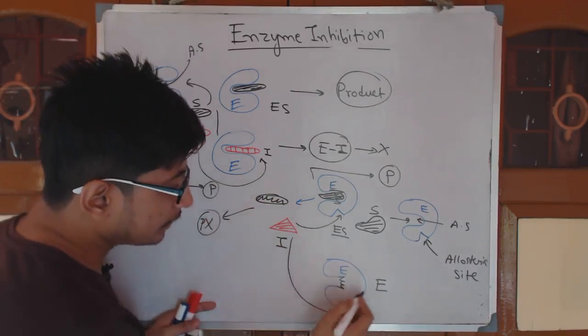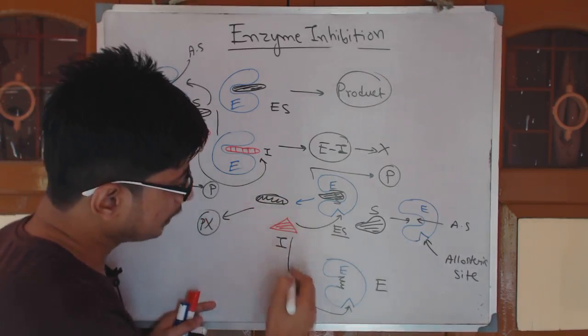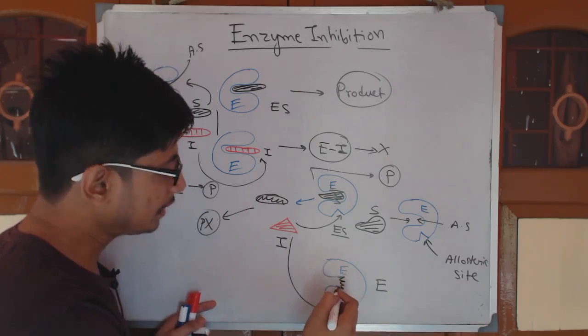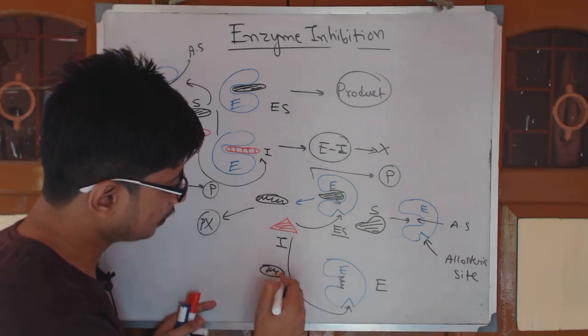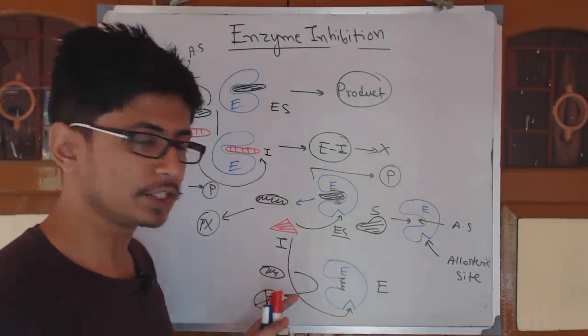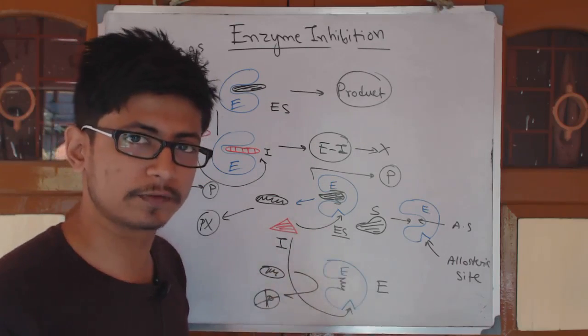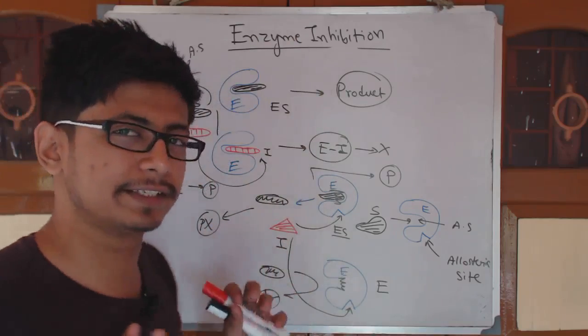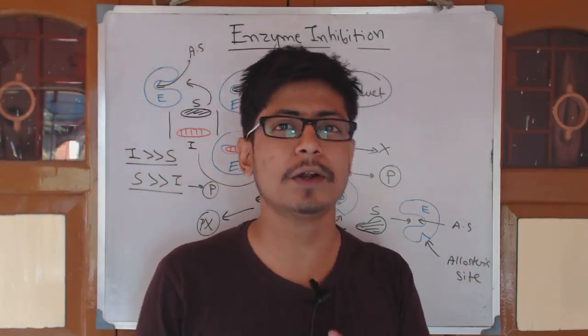And if there is no substrate bound, the inhibitor binds to the allosteric site, it will again modify the active site, so no further substrate molecule can pair, so there will be no product formation. So in either way it is going to block the product formation. Okay, so these are the basics of competitive and non-competitive inhibition.